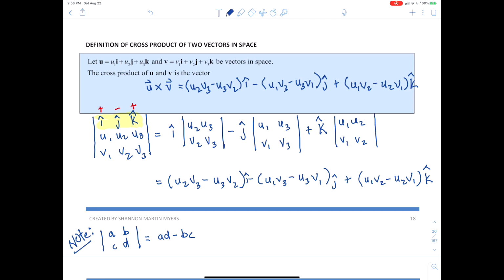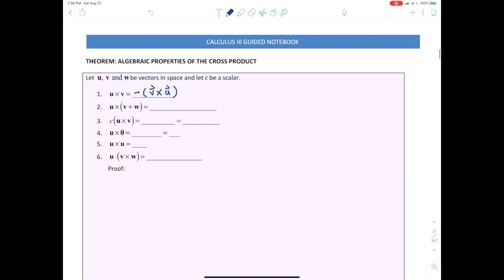Okay, so here we go. u cross the sum of v and w is equal to u cross v plus u cross w, and then a scalar times u cross v is going to be either c times u cross v, this is similar to the dot product, or u cross c times v.